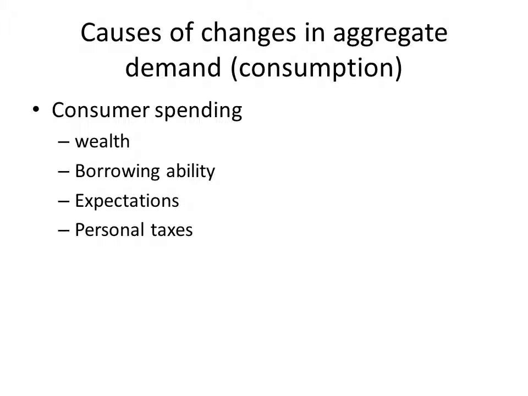Also, the borrowing ability. Well, the easier it is to borrow, the more we will buy. The harder it is to borrow, the more difficult it is to buy things. So if borrowing is easy, it's probably going to increase aggregate demand. And if borrowing is both easy and cheap, then that will probably increase aggregate demand because consumption will rise. For instance, zero interest rates on car loans are going to increase car sales.